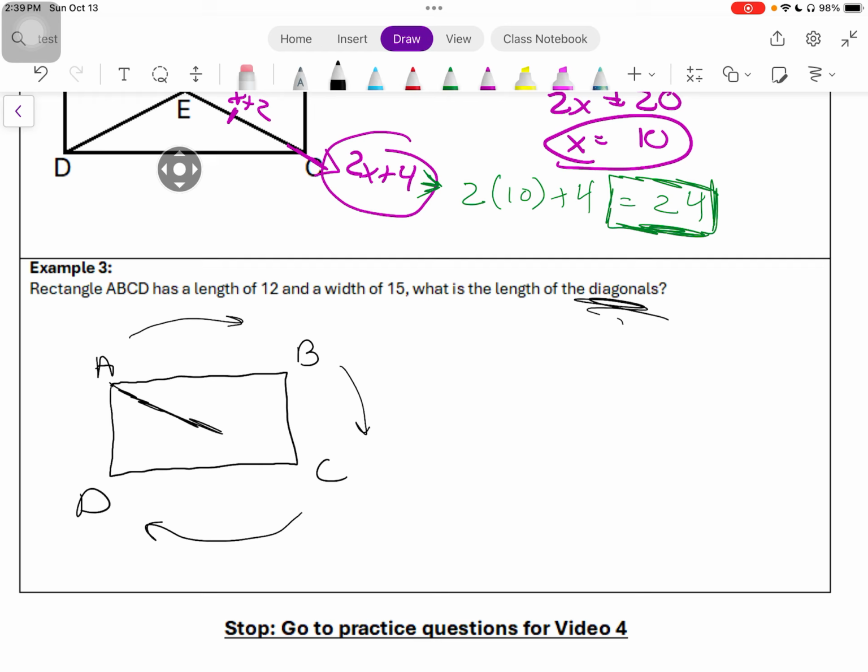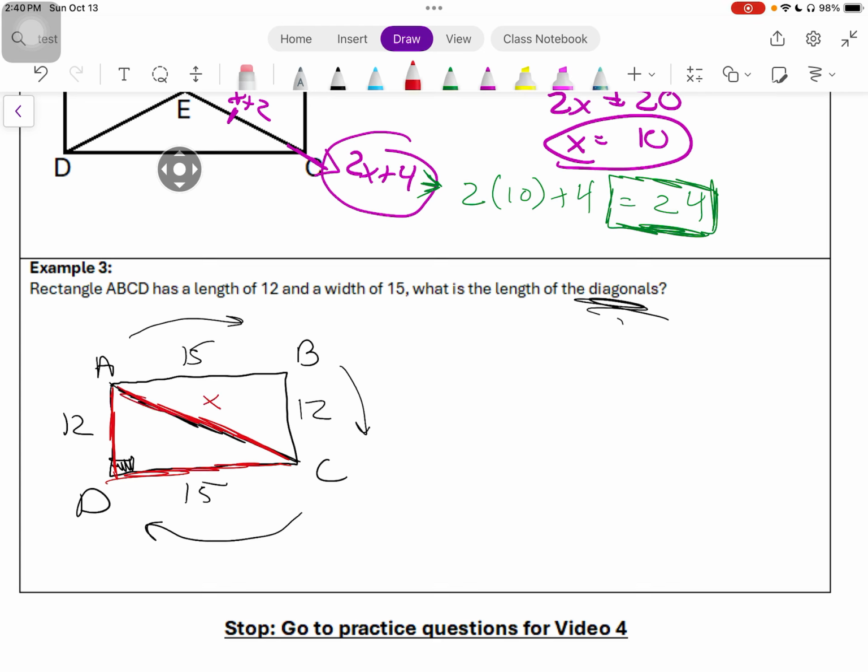Then it wants to know what's the length of a diagonal. So we're going to draw one of these guys in here, which is fine. So we have our right angle here. We know that because it's a rectangle. It has a length of 12 and a width of 15. We know that these are also 15 and 12. So what we're actually going to do here is we know that this is a right triangle, and we practiced this the other day in class.